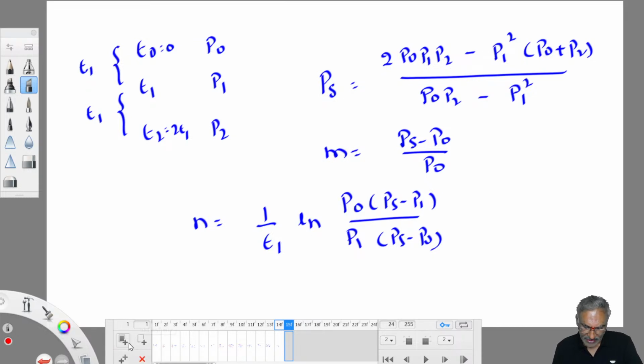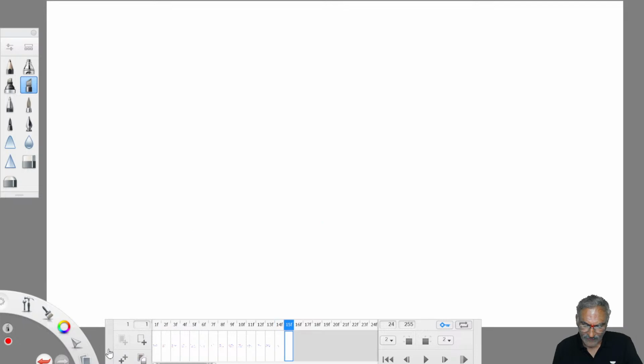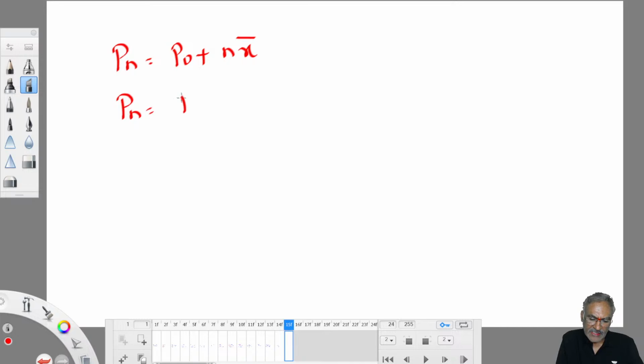So this many methods are there. I will consolidate all the information. So finally, what you have to remember? For arithmetic increase, Pn is equal to P naught plus n x bar. Pn is equal to P naught into 1 plus r bar by 100 whole power n. This is geometric increase, or otherwise r into n. This way also can work out.